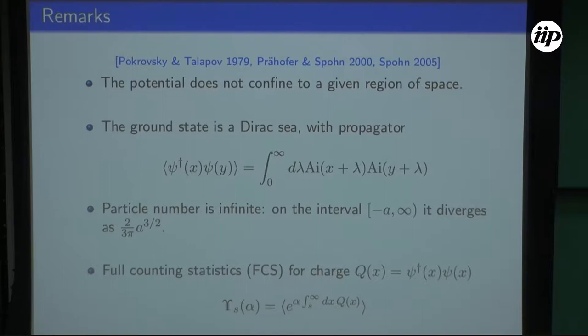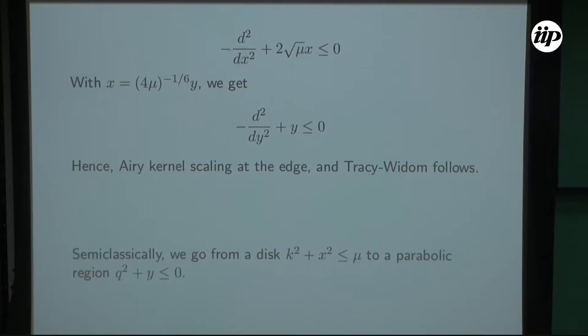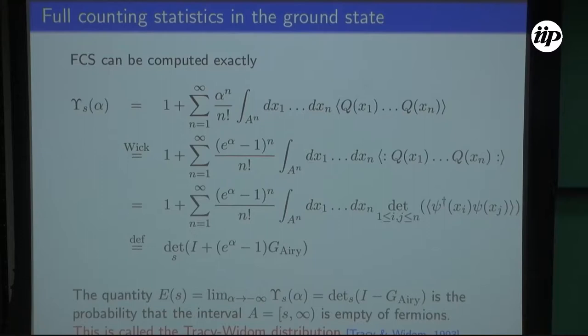The natural object to consider is called full counting statistics in the condensed matter literature. Since I have a free fermion problem, I can solve everything explicitly. You can just do it by brute force calculation: you have this generating function, you expand the exponential, you apply Wick's theorem, and so on. The steps don't really matter, but you have some explicit functions, and in the end, what you find is this Fredholm determinant from the previous talk. It's valid for any alpha, and this gives the full counting statistics.